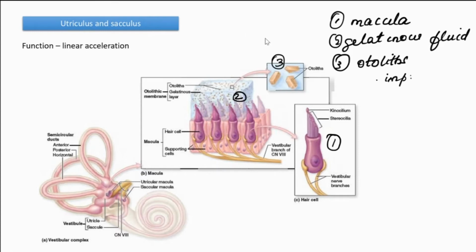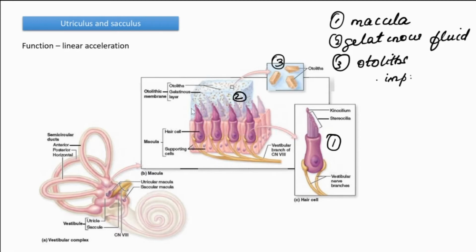Here, what is the significance? It senses the linear acceleration, not rotation. Linear movement of the head is sensed by utriculus and sacculus, and they send that message to the brain. So, what is the structure? It contains patches of sensory hairs. Those hair cells are called macula.